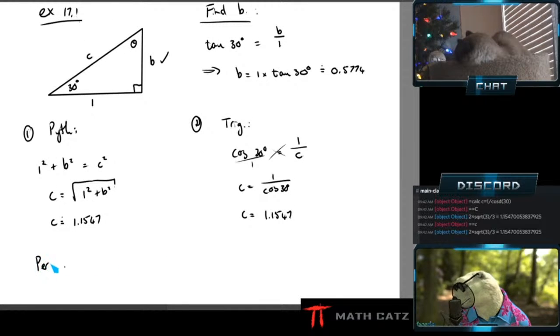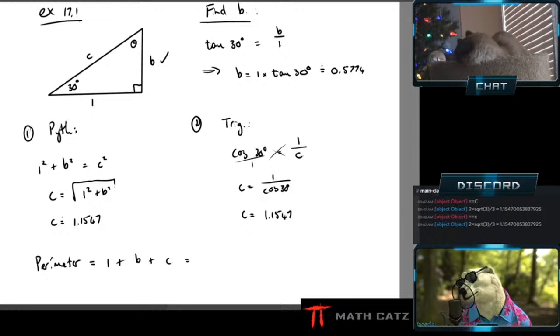So then the perimeter is 1 plus b plus c. And we just add up all our answers. Let's see what we get. And of course, we have to use the most accurate versions. Plus b plus c. And we get 2.721 if I round it.